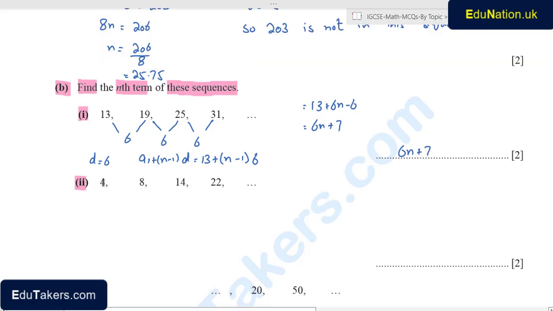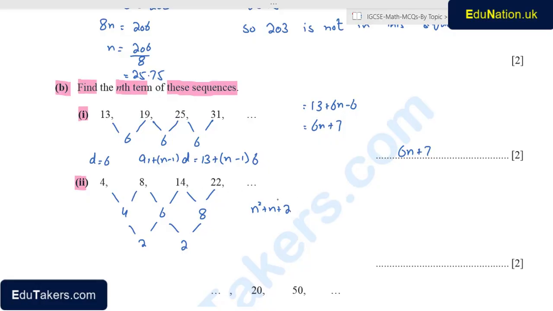The second sequence is 4, 8, 14, 22. The difference between consecutive terms: 8 minus 4 is 4, 14 minus 8 is 6, 22 minus 14 is 8. The second order difference is 6 minus 4 is 2, 8 minus 6 is 2. So this sequence includes a square term. So n square plus n plus 2 will be its nth term.